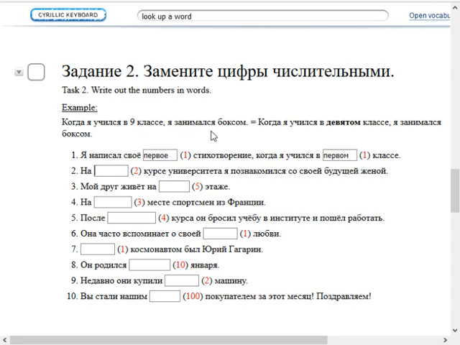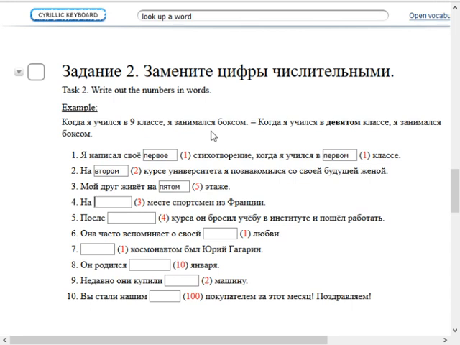На втором курсе университета я познакомился со своей будущей женой. In my second course at university, meaning in my second year of university, I met my future wife. That's sweet. So, на втором курсе. Мой друг живет на пятом этаже. My friend lives on the 5th floor. На пятом этаже.